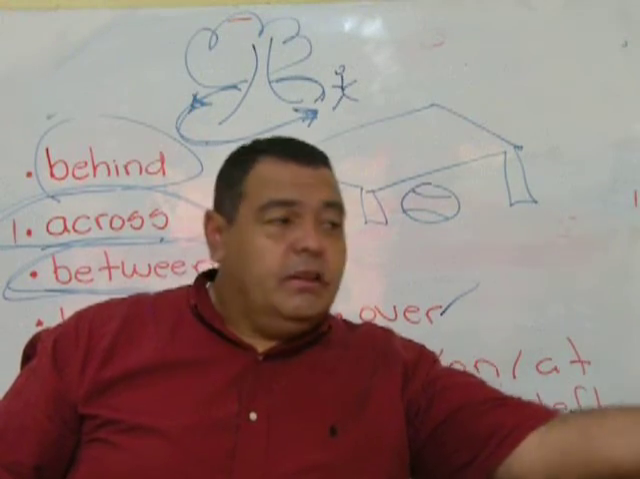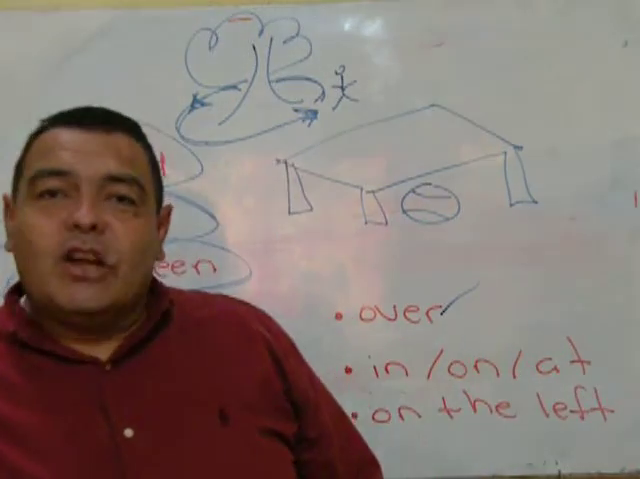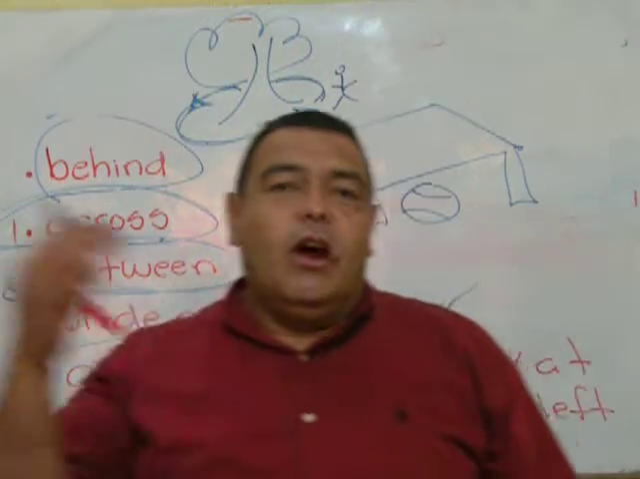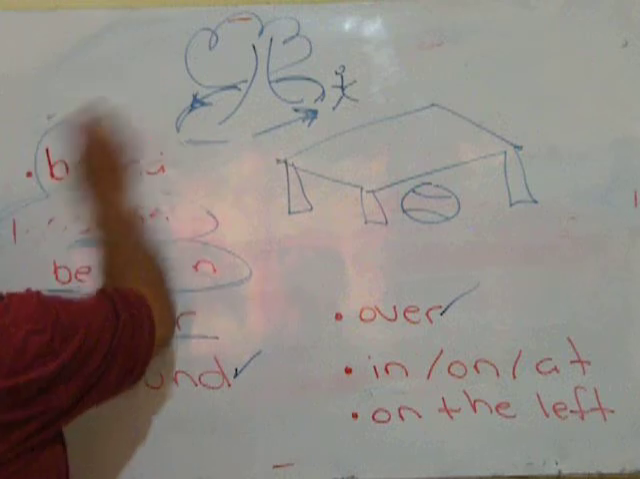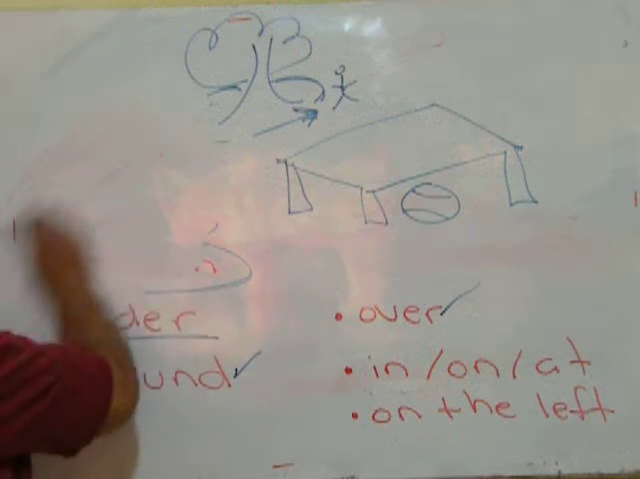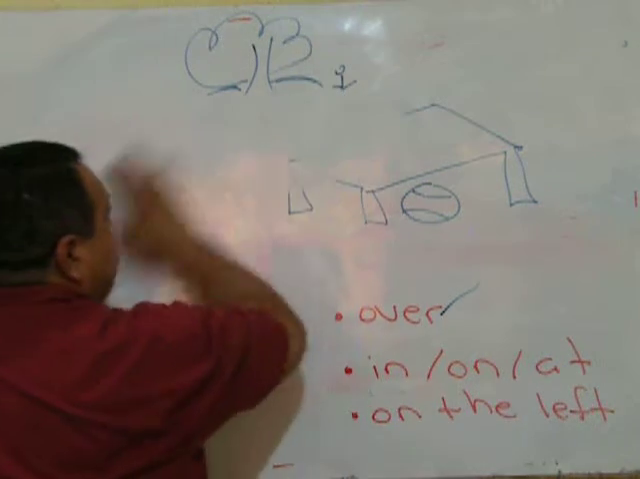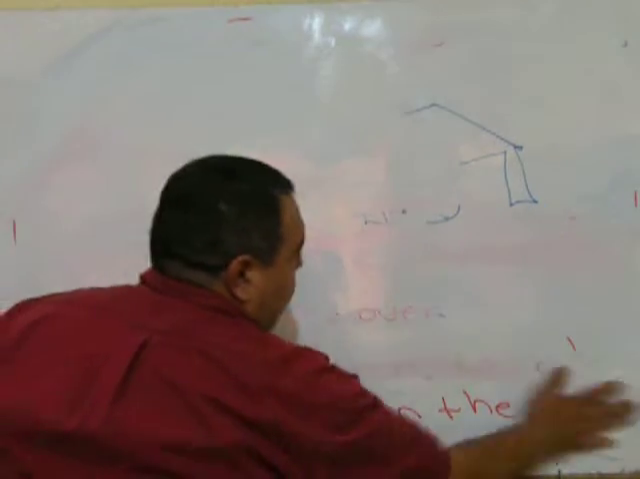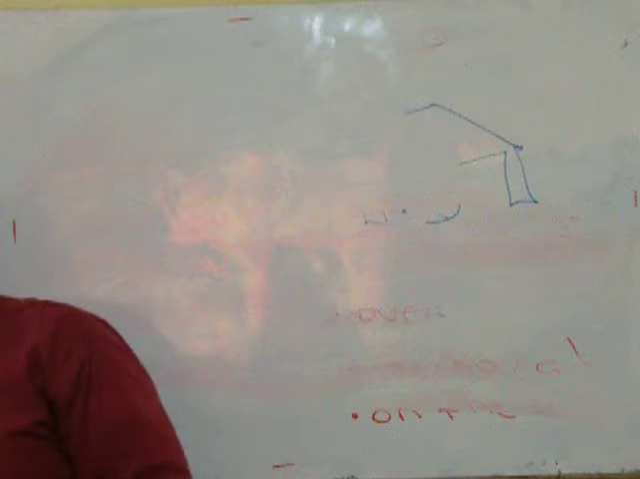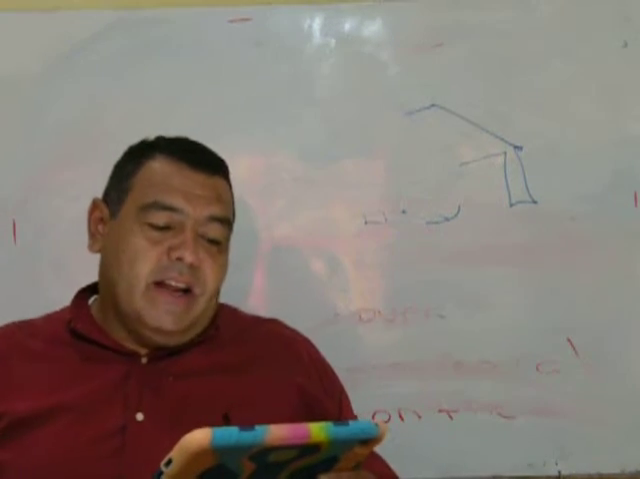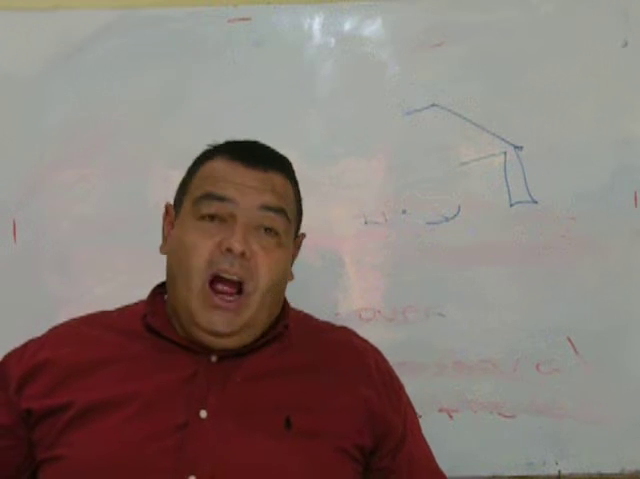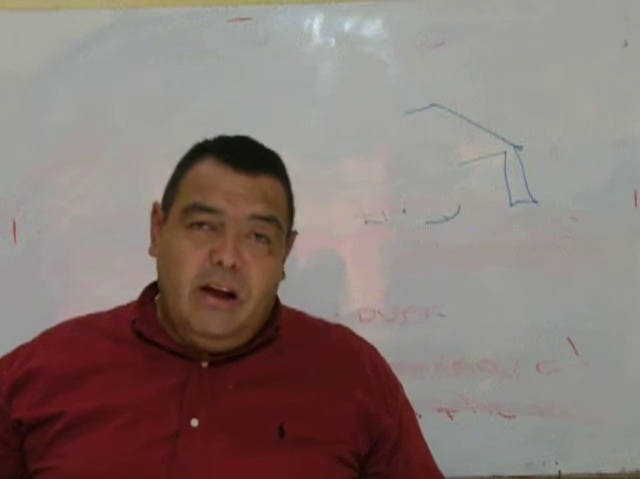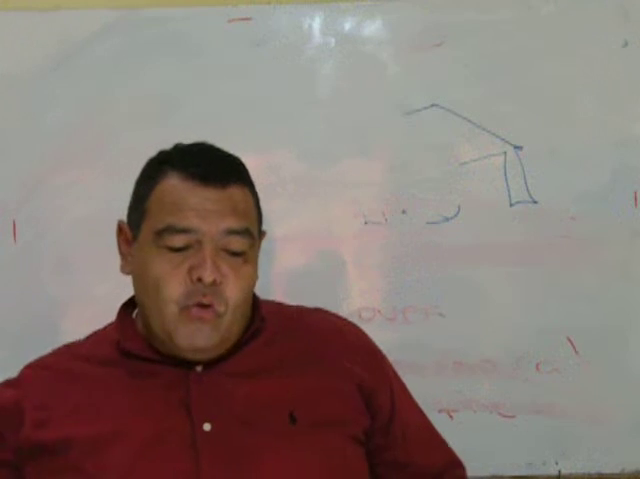I have you guys on the left. I have you guys on the right. On the left, on the right. So it's a very easy thing, as long as we learn the words, okay? Now, kids, I hope you are able to understand what is on the left, on the right, behind, across, between, under, around, okay?